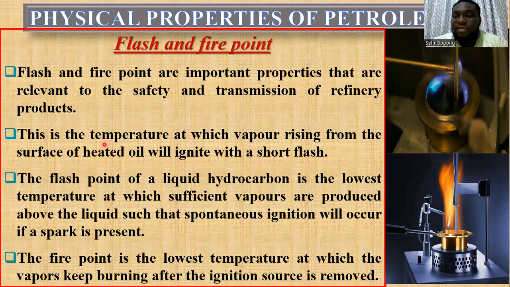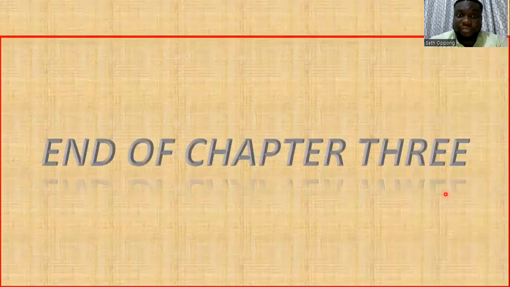At the flash point, at that temperature, your product will just catch a flash, as you can see in the first picture. This flash will come and immediately the fire or the ignition will go off. But at the fire point, there is a continuous burn even after the flash has occurred. So that is the difference between the flash point and the fire point. And it helps you to determine how flammable your products or your crude oil is.